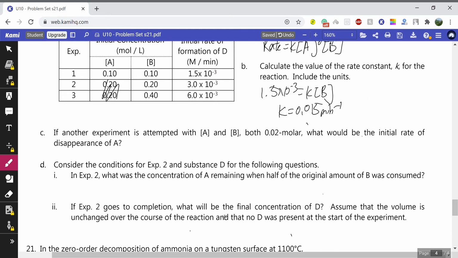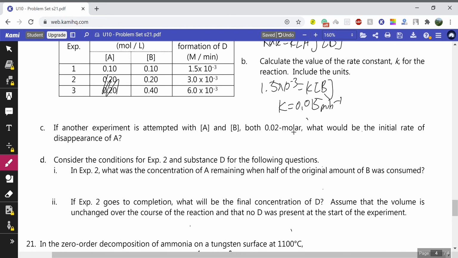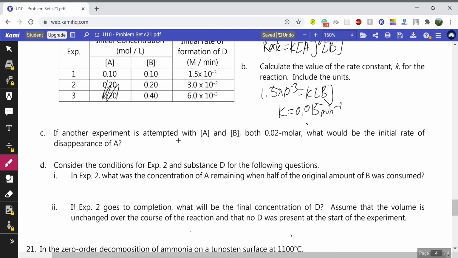If another experiment is attempted when A and B are both 0.02 molar, what is the initial rate of disappearance? A would not matter because A is to the zeroth power. So it's basically saying x is equal to K, which is 0.015, times 0.02. 0.015 times 0.02 gives us 3 times 10 to the negative 4, and we can rewrite this to 3 significant figures as 3.00 times 10 to the negative 4th power.